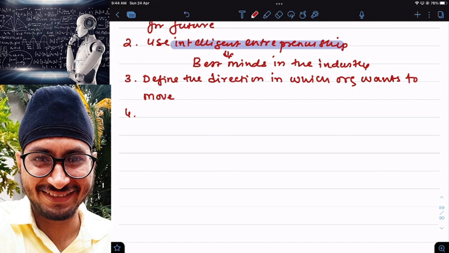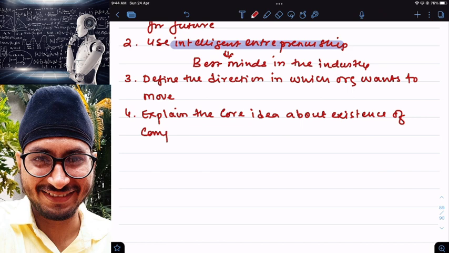And then the last one, explain the core idea. You should be able to explain the core idea about the existence of the company. Why exactly is your company alive, why are you not closing your company, what is the reason that you don't want to close it? That is nothing but vision.